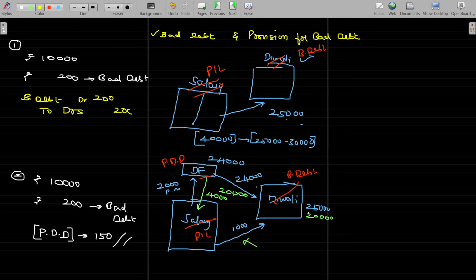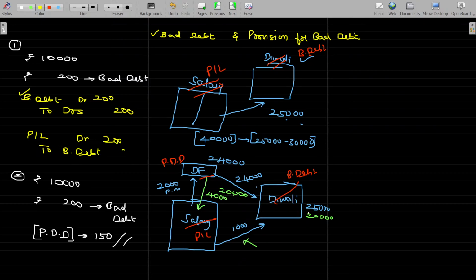How much is that? 200. Now this bad debt will be adjusted somehow. Where do you adjust that? By transferring to the P&L account. Diwali expenses is transferred to the salary account. Similarly here, the bad debt account is transferred to the P&L account. The entry being profit and loss account debit to bad debt.